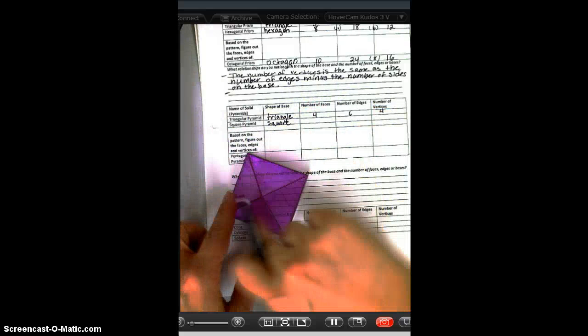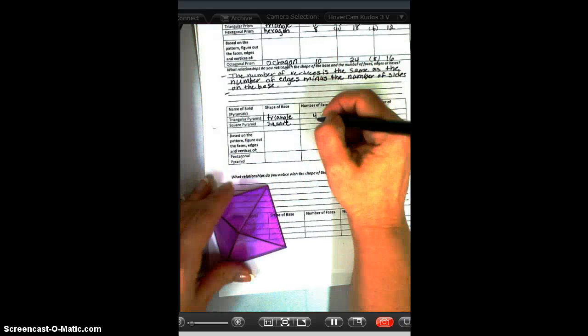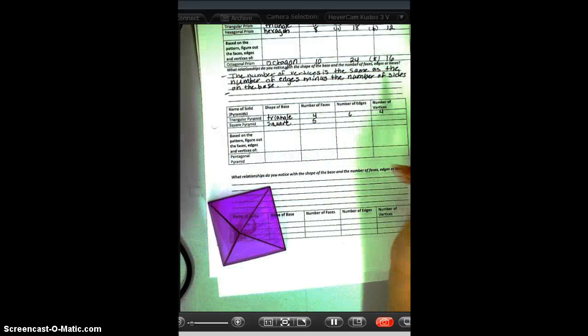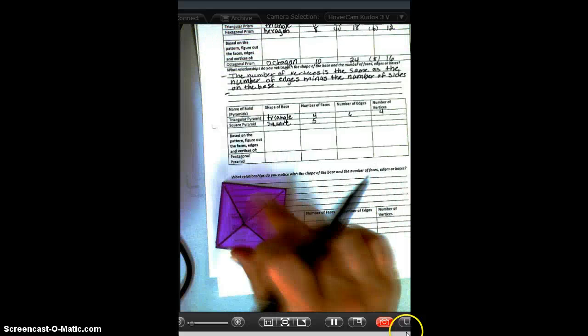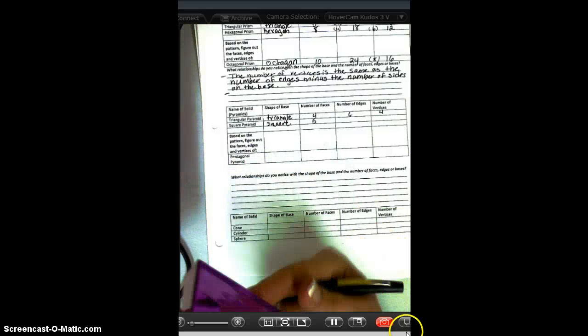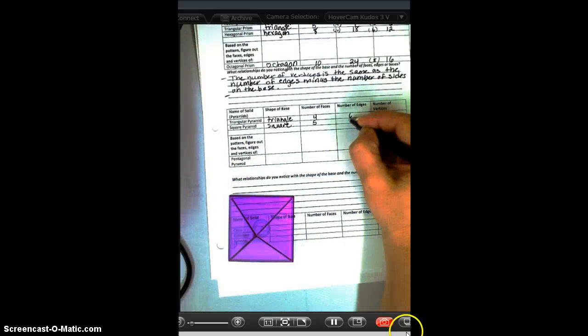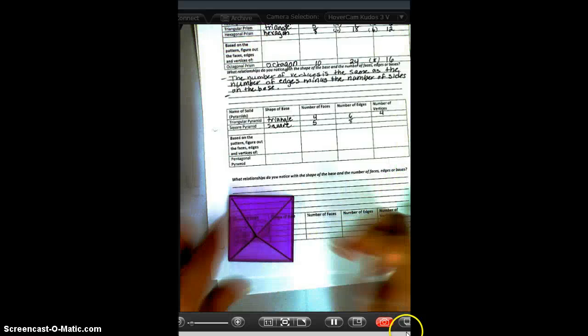Number of faces: 1, 2, 3, 4, plus the bottom makes it 5. And let's see, number of edges: 1, 2, 3, 4, 5, 6, 7, 8. And number of vertices or points: 1, 2, 3, 4, 5.